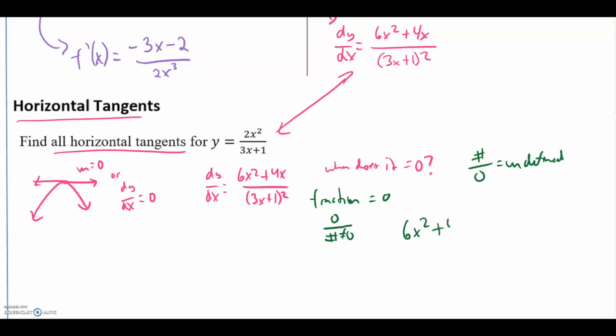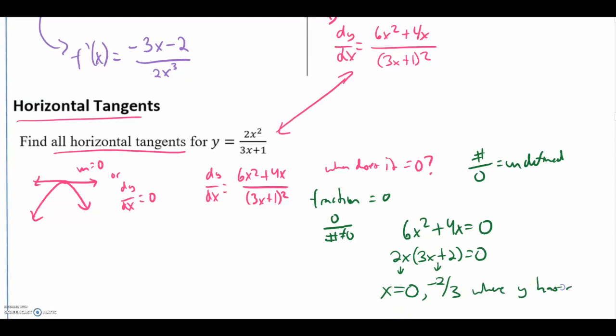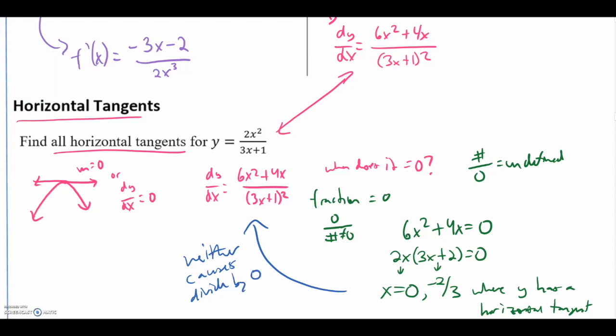So that's 6x squared plus 4x is equal to 0. For this particular function, I can factor it. I can factor out 2x from both terms and get 3x plus 2. And setting each of those equal to 0, this first factor will give me x equal to 0, and the second factor will give me a value of negative 2/3. And these are both spots where y has a horizontal tangent. The only thing to keep in mind is check back with the derivative. Neither causes you to divide by 0, so they're both okay. If either of them caused you to divide by 0, we would have an indeterminate form, and that would be a different issue.